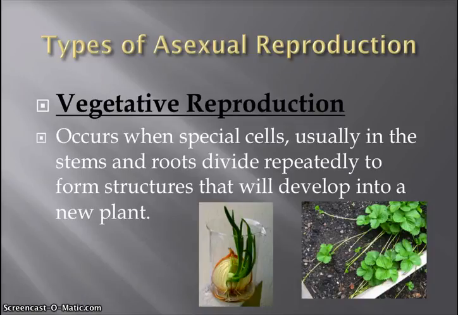The fourth type of asexual reproduction is called vegetative reproduction. This occurs when special cells, usually in the stem and root, divide repeatedly to form structures that will develop into a new plant, such as an onion or strawberry runners.